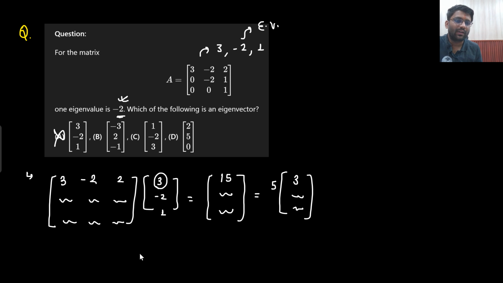Are you able to understand this point? I am not doing the full multiplication. Only first row multiplied with first column. That's it. First row multiplied with first column. So 9, 4 and 2. What are we getting?